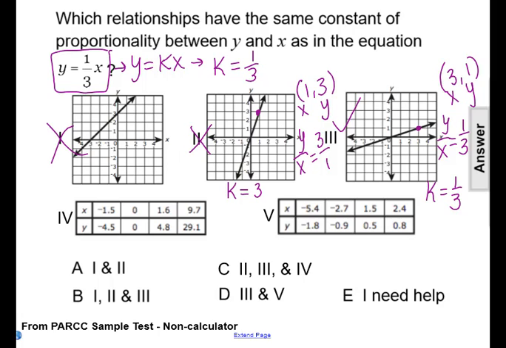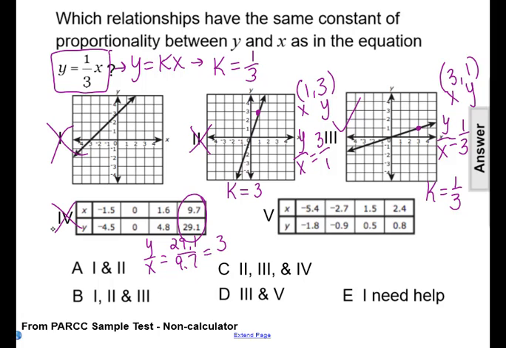Now all we have left to check are the tables. We have table 4 and 5. In a table, to find the constant of proportionality, we just need to look at the ratio of any of the y and x columns. So in number 4, let's look at the last one. Let's look at the ratio of 29.1 over 9.7. That's y over x. So again, 29.1 over 9.7 gives us 3. Even if you did 4.8 over 1.6, or negative 4.5 over negative 1.5, that has a constant of proportionality of 3, so it's not the same as 1/3.